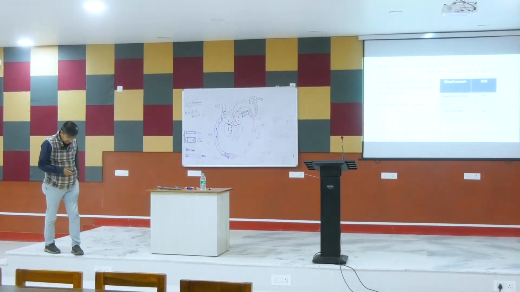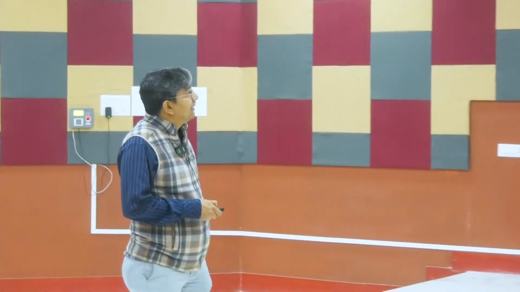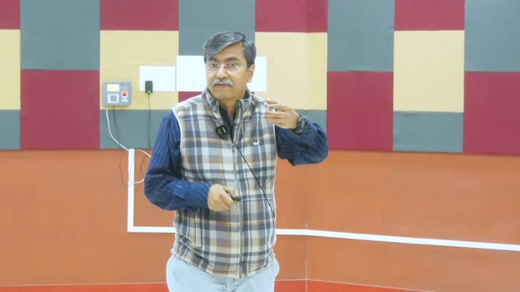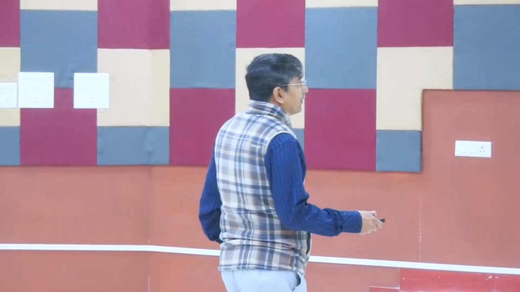So now, tell me, what will happen if there is vasoconstriction? If the vessel constricts, there will be vasoconstriction; if the vessel dilates, it will be vasodilatation. So what will happen to the SVR? If there is vasoconstriction, resistance will increase. And if there is vasodilatation, SVR will get decreased. So very important.